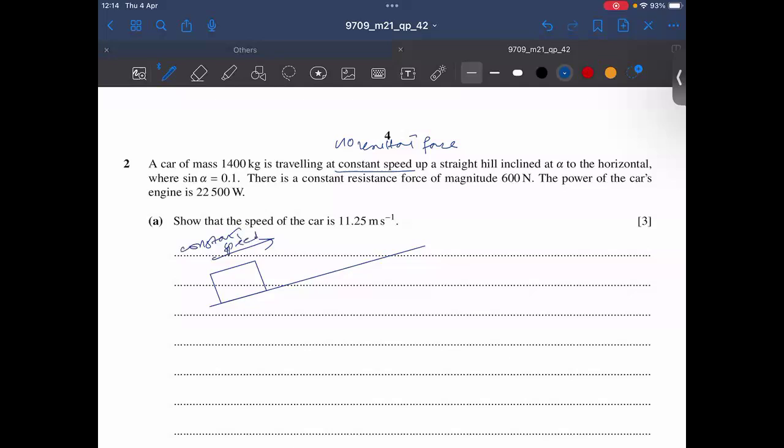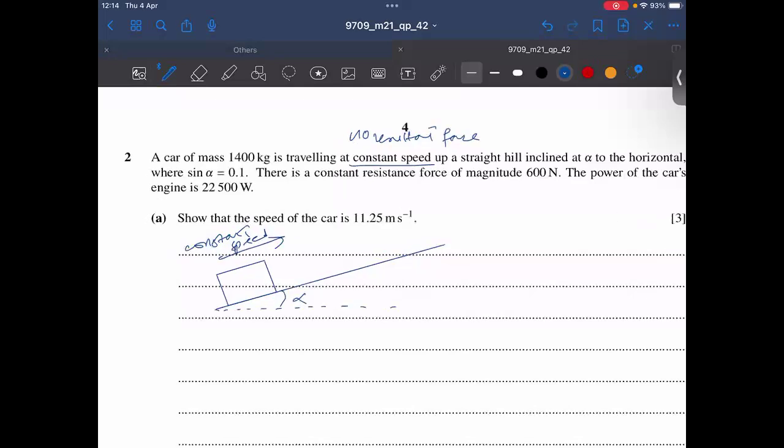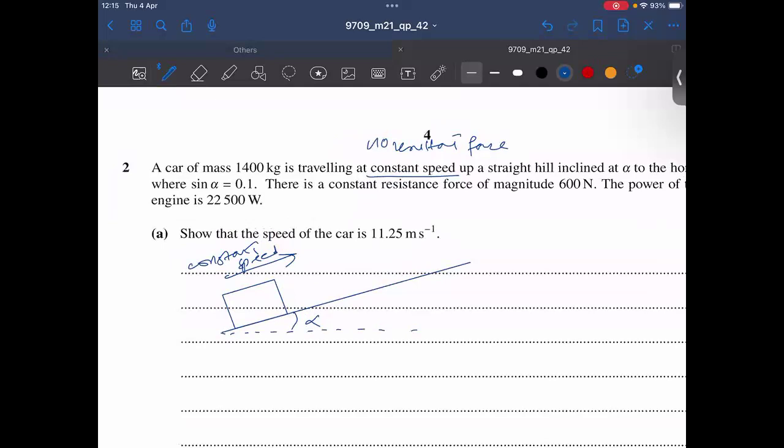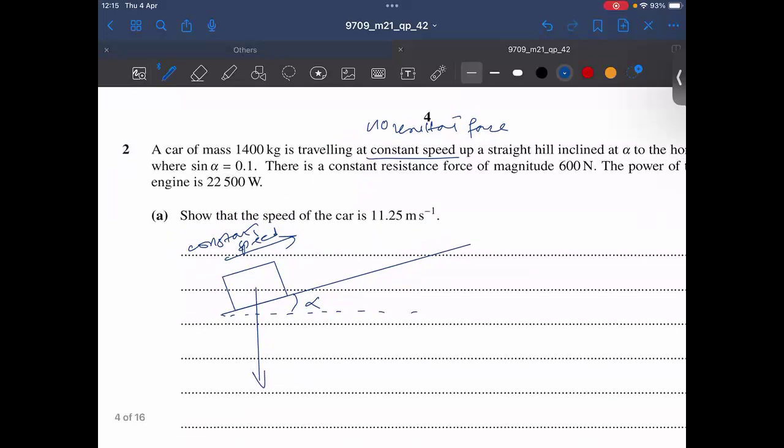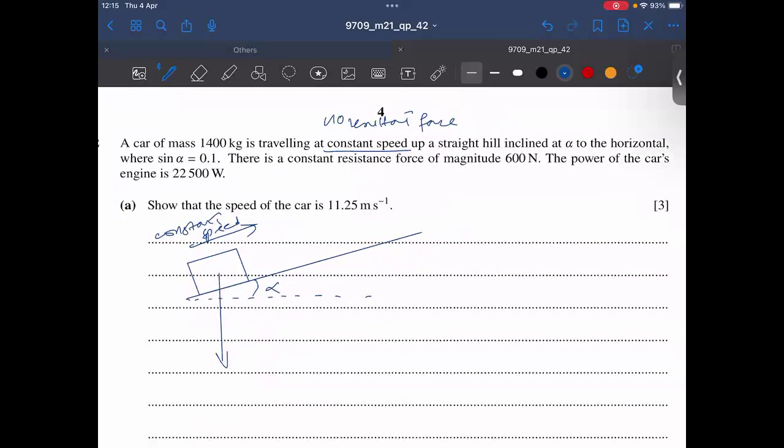All right, and the hill is inclined at angle alpha. It has a mass of 1400 kilograms. It's going to have the force of gravity. That's going to be mg.